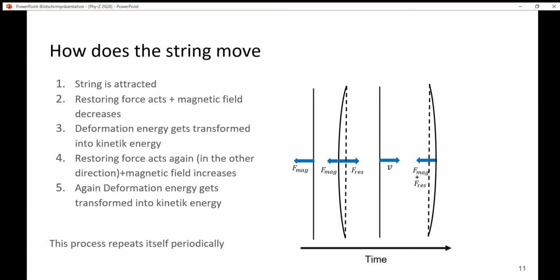Then the restoring force acts and the magnetic field decreases. So the restoring force is bigger than the force acting on the string by the electromagnet, and the deformation energy gets transformed into kinetic energy. So the string has a certain velocity. And then the restoring force acts again, but this time in the other direction, and the magnetic field increases. So the string gets pulled back to the electromagnet. Then again, deformation energy gets transformed into kinetic energy, and this process, as said, repeats itself periodically.